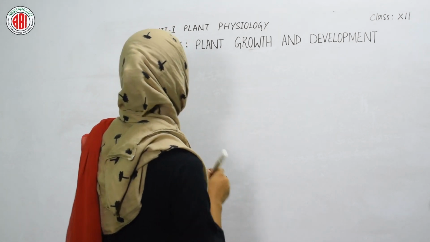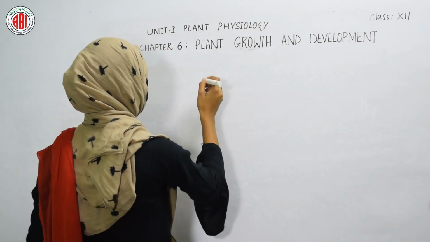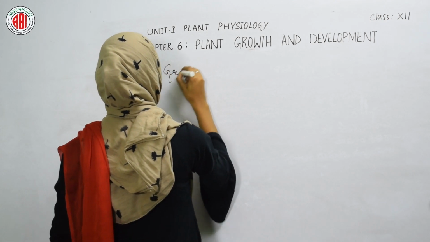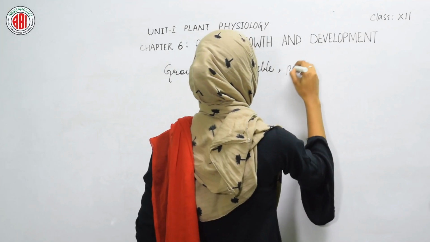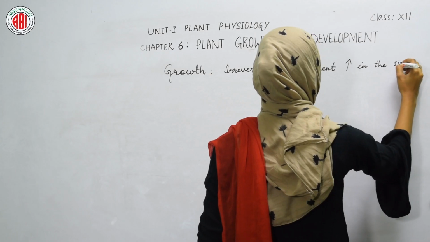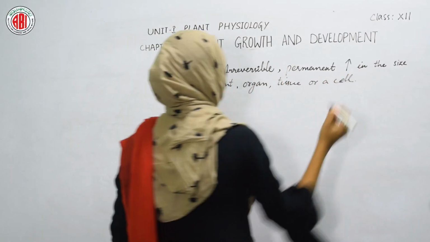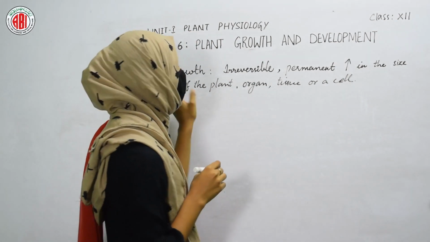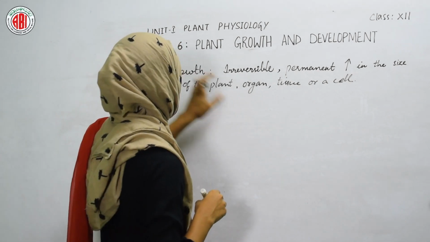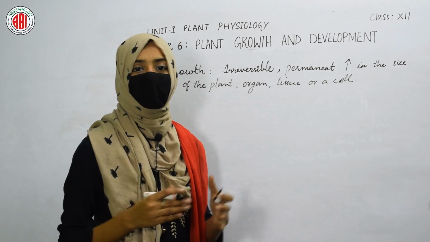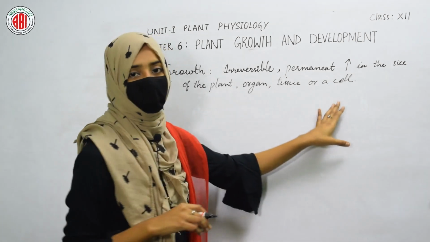Whenever we use the term growth, that means growth of plant. In this chapter we will be discussing the growth of plant, and this growth of plant can be defined as an irreversible permanent increase in the size of the plant or an organ, tissue or a cell. So this is the definition of growth.